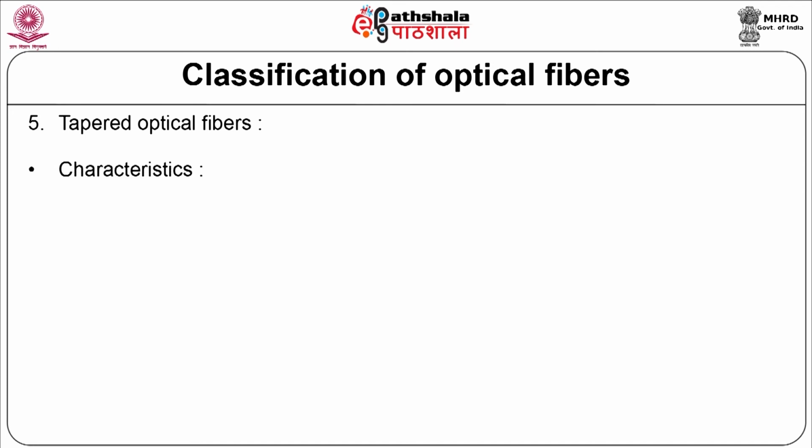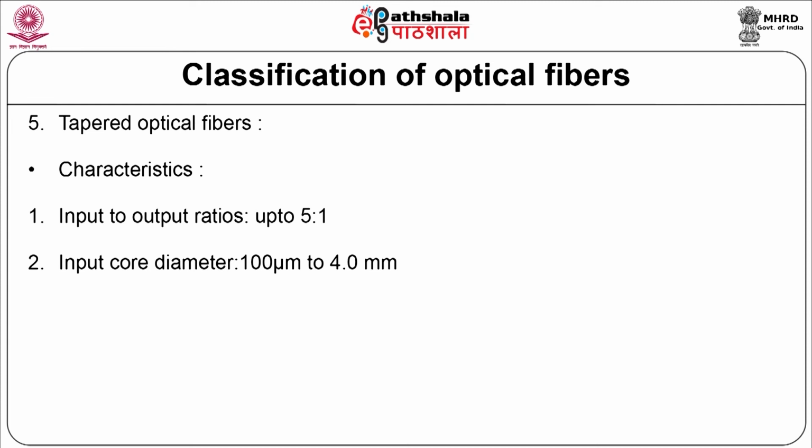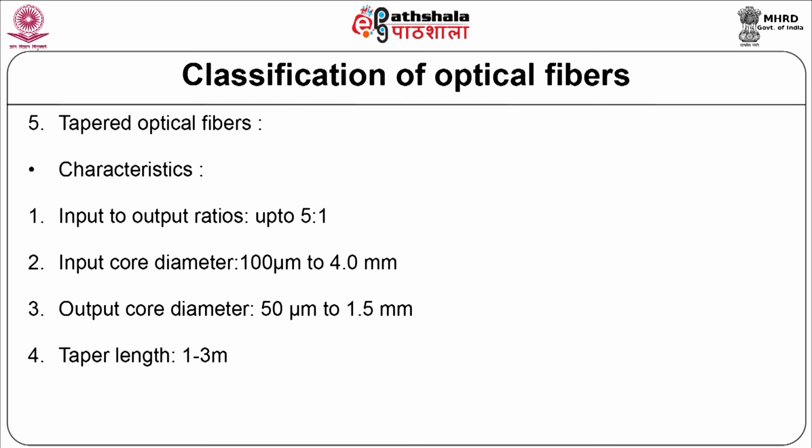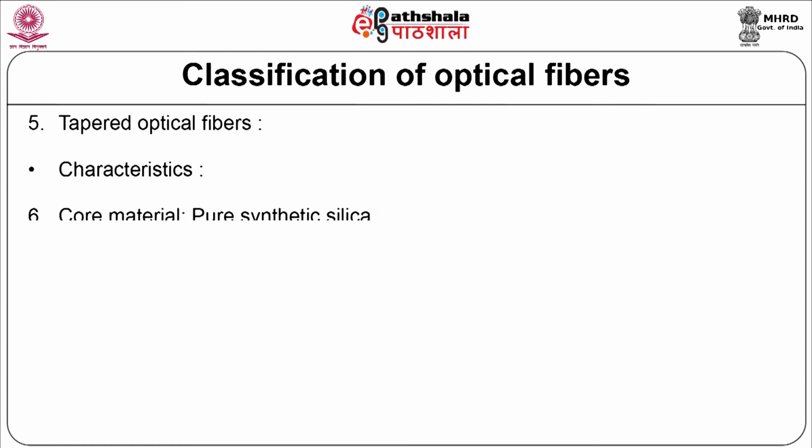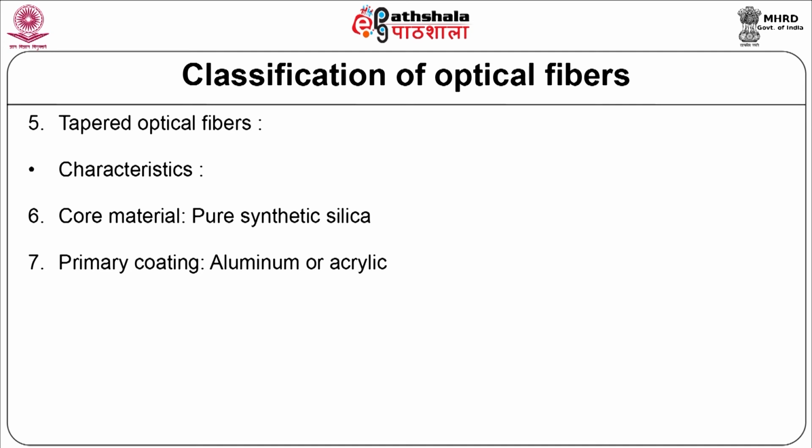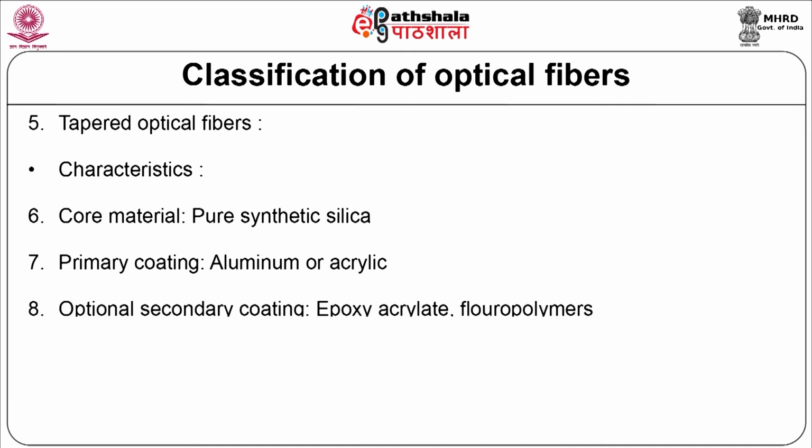Characteristics: input to output ratio is 5:1. Input core diameter is generally 100 micrometer to 4 millimeter. Output core diameter is 50 micrometer to 1.5 millimeter. Taper length is 1 to 3 meter. Total length is 3 to 10 meter. Core material is pure synthetic silica. Primary coating aluminum or acrylic. Optional secondary coating is epoxy, acrylate or fluoropolymers.